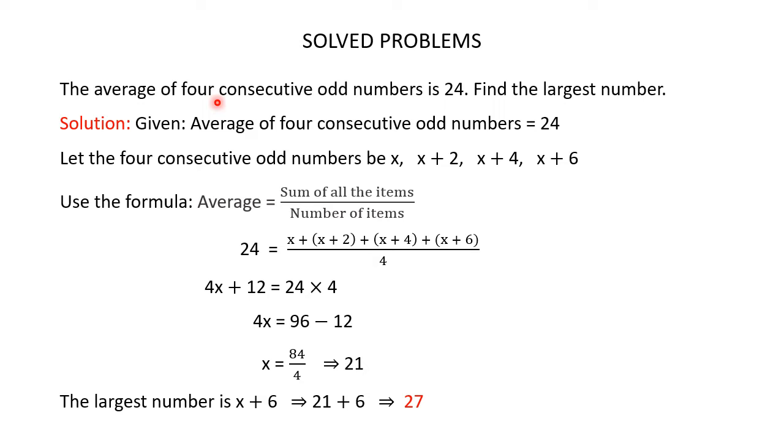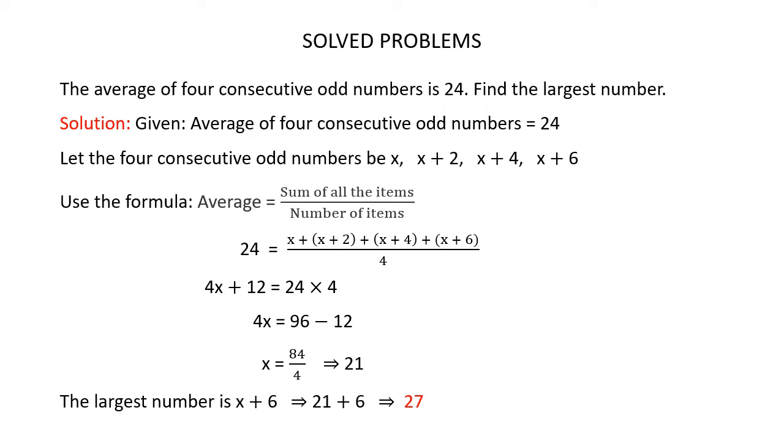The average of 4 consecutive odd numbers is 24. Find the largest number. Now here it's given that the average of 4 consecutive odd numbers is 24. But we do not know what these 4 consecutive odd numbers are. So let the 4 consecutive odd numbers be x, x plus 2, x plus 4 and x plus 6.